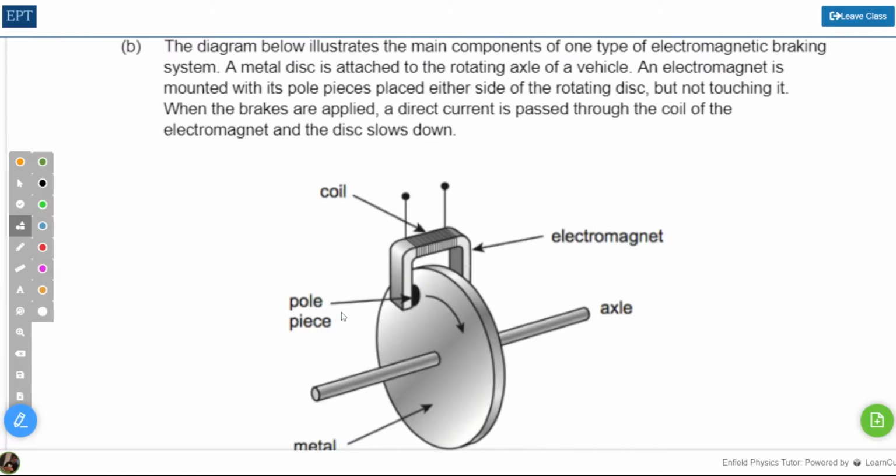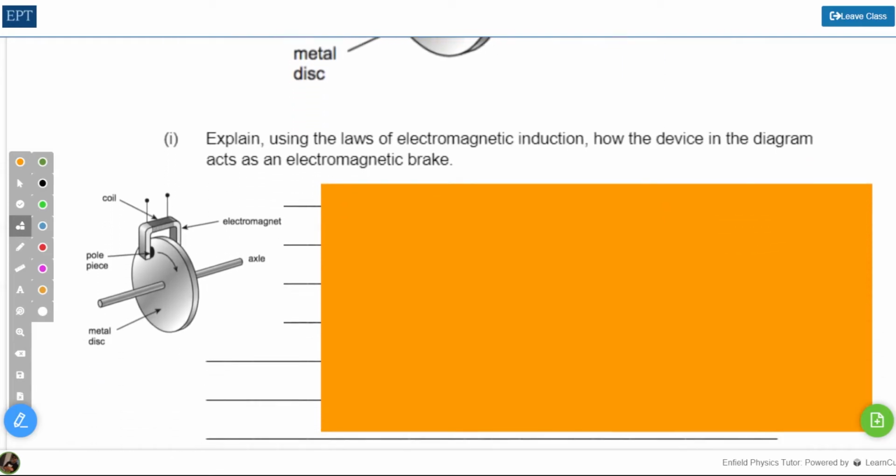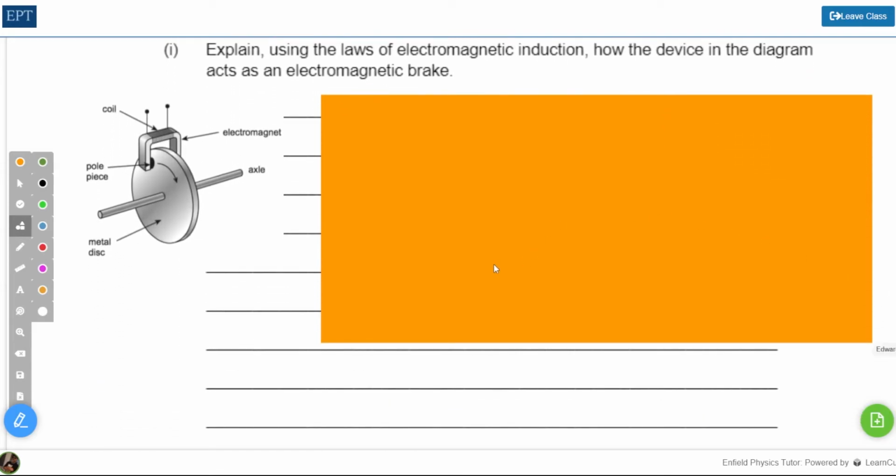The next part of this question is one of the best questions I've seen in a long time, and is about an electromagnetic brake. And yes, these really do work. And the question asks us to explain how they work. How does this act as a brake? So let's have a go. So it says, explain, using the laws of induction, how the device acts as a brake.